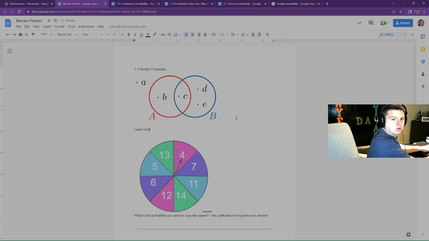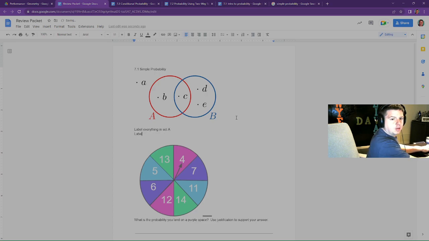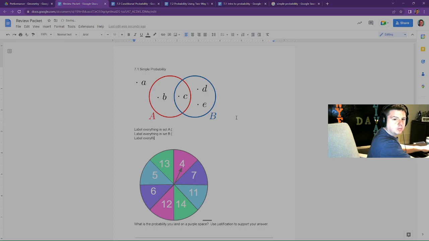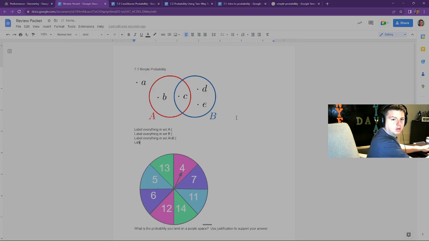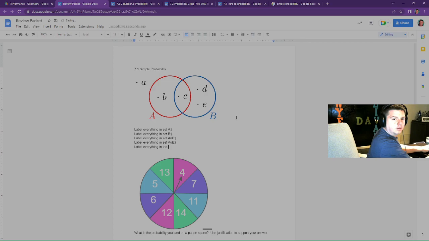Table thing. Set A. Everything in B. And B. Or B. All right.